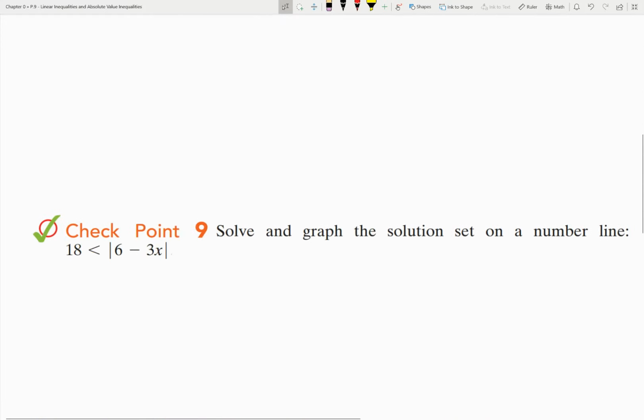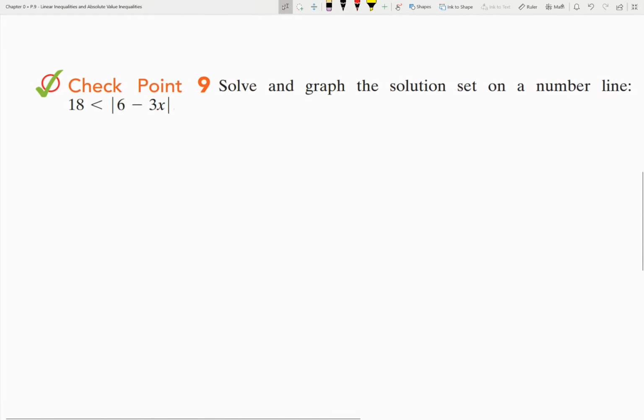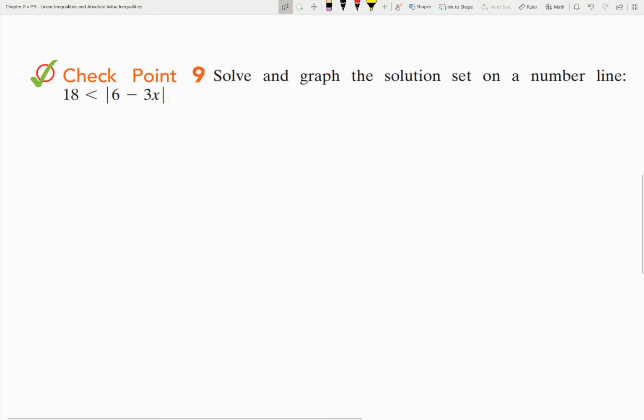Okay. And let's do one more of these. So same idea. I don't like the way this is written. So I'm going to take this and go 6 minus 3x is greater than 18. It is a greater than inequality, not a less than inequality, right? I always put my variables to the left. So we have 6 minus 3x is greater than 18. That's the positive case. Or 6 minus 3x is less than negative 18.